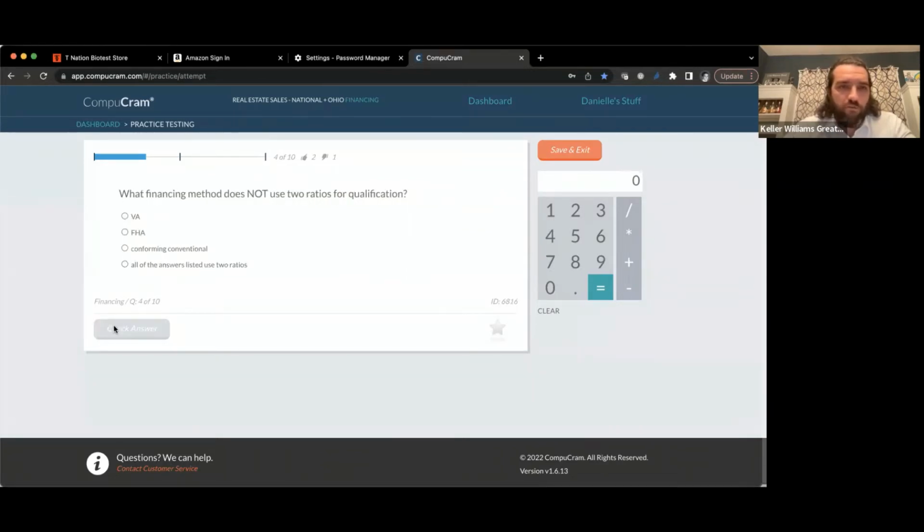Question number 4, what financing method does not use 2 ratios for qualification? A, the VA, B, the FHA, C, a conforming conventional, or D, all of these actually use 2 ratios?